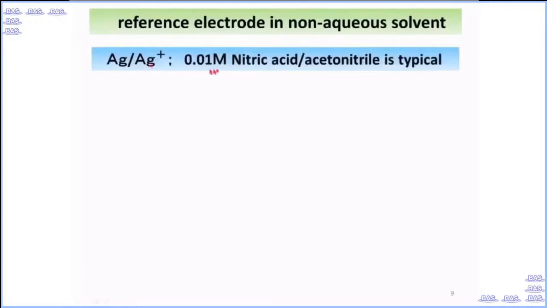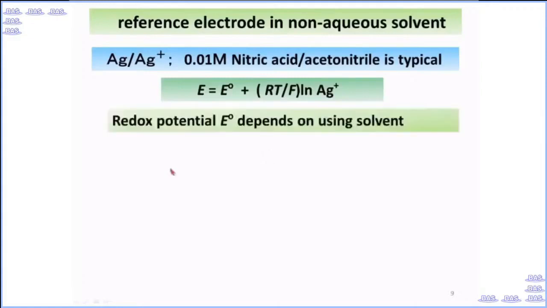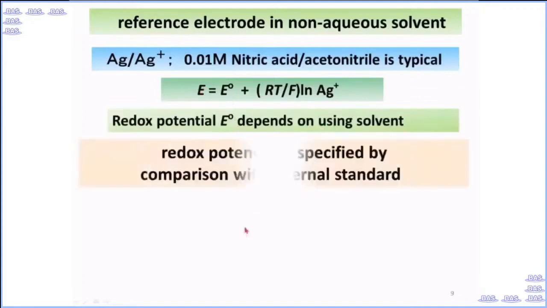Ag plus, nitric acid, acetonitrile, typical. For the presentation of silver ion, the content depends on redox potential being zero, and depends on the solvent used. Redox potential is specified by comparison with an internal standard. So it depends on the experimental condition.